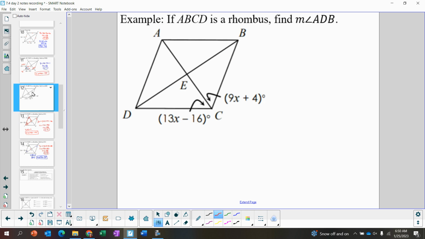All right, now you are actually going to try this example. We're looking for the measure of angle ADB, so this angle over here. So you can pause, and when you're ready to see the answer, hit play.